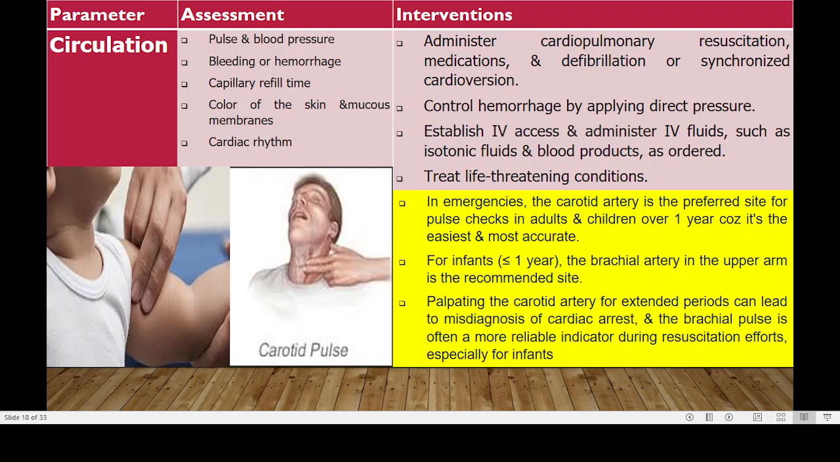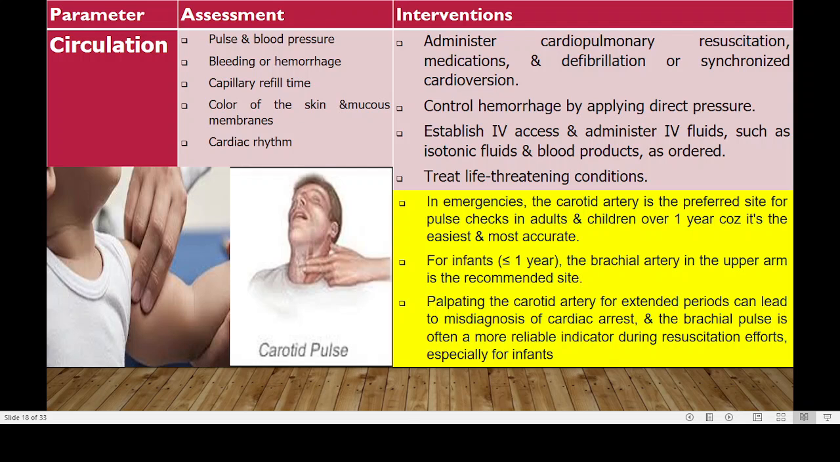And you can see the brachial pulse palpation using two fingers on our far left. Okay, so just to mention also, the carotid artery is the preferred site for pulse in adults and children over 1 year, because it's the easiest and the most accurate. But for the infants, we normally do the brachial artery in the upper arm.